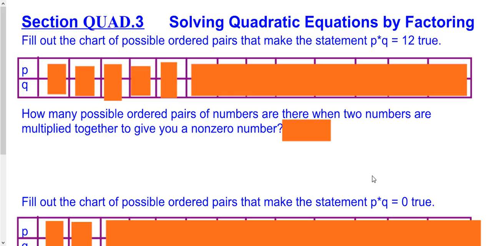Now, solving by factoring often works, but not always. But it does allow you to get exact answers when it does work. The next couple of lessons will also look at ways that will always work to solve, no matter what kind of answers you have. Now, suppose we had this situation where two numbers multiply together to give you 12.